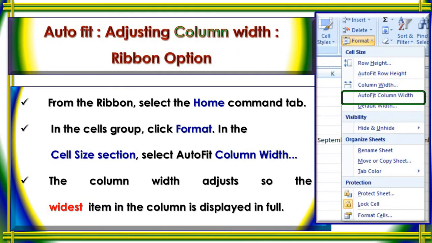From the ribbon, select the Home command tab. In the Cells group, click Format. In the Cell Size section, select Auto Fit Column Width. The column width adjusts so the widest item in the column is displayed in full.